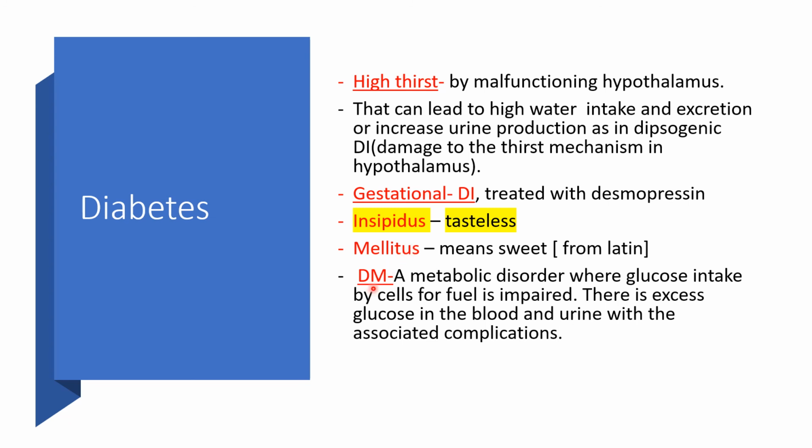Okay, now diabetes mellitus. We've gone briefly through diabetes insipidus, right? So to those who in the past knew that there's diabetes, now you know that it could be diabetes insipidus, not dealing with high sugar in your blood or in your urine, but it could be diabetes mellitus, the one you are familiar with, that is the one with high sugar. Now, let's get down to diabetes mellitus. This is a metabolic disorder where glucose intake by cells for fuel is impaired. So there is excess glucose in the blood, excess in the urine, with the associated complications.